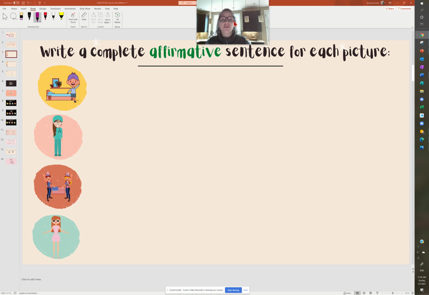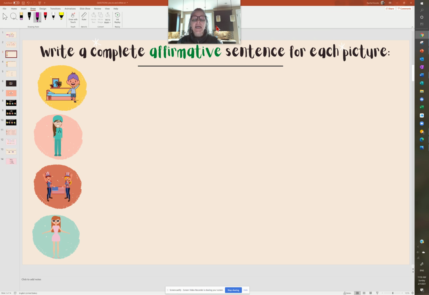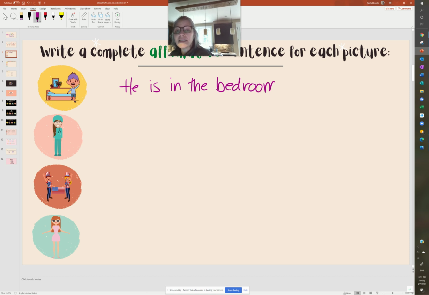I want us here to write a complete affirmative sentence for each picture. Remember, a complete sentence has a capital letter at the beginning, a subject and a verb, and a period. So let's look at this picture. I'm going to make one up. I'm going to say, he is in the bedroom. Is that a correct complete sentence? Yes, we have a subject and a verb. We have some additional information and a period at the end. Good. Subject, verb, additional information, period at the end.